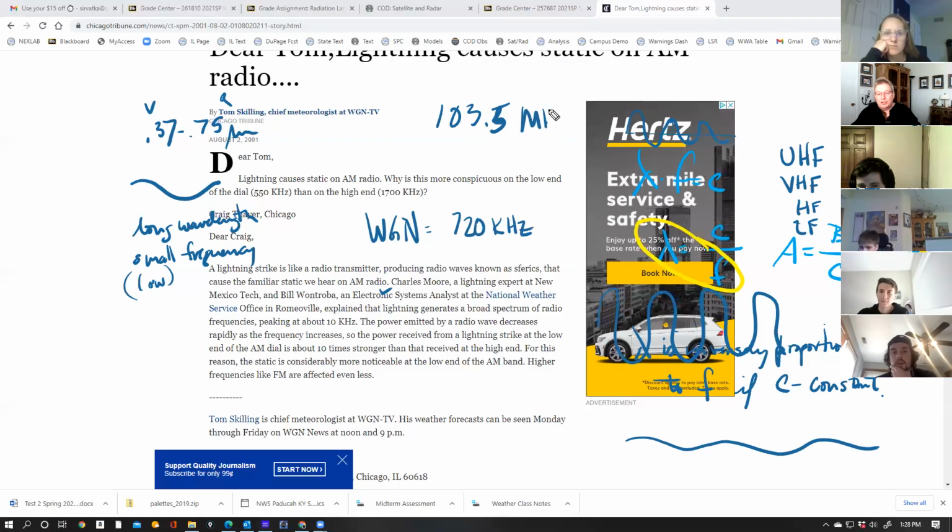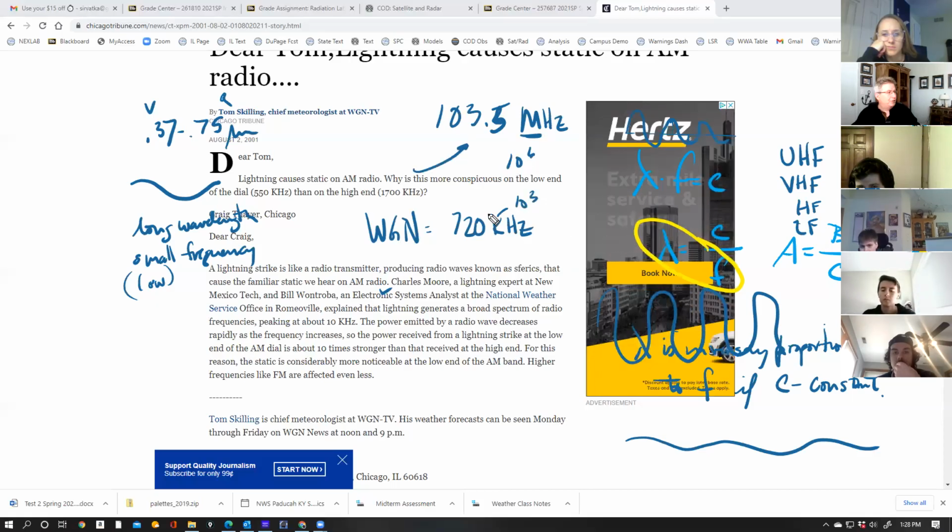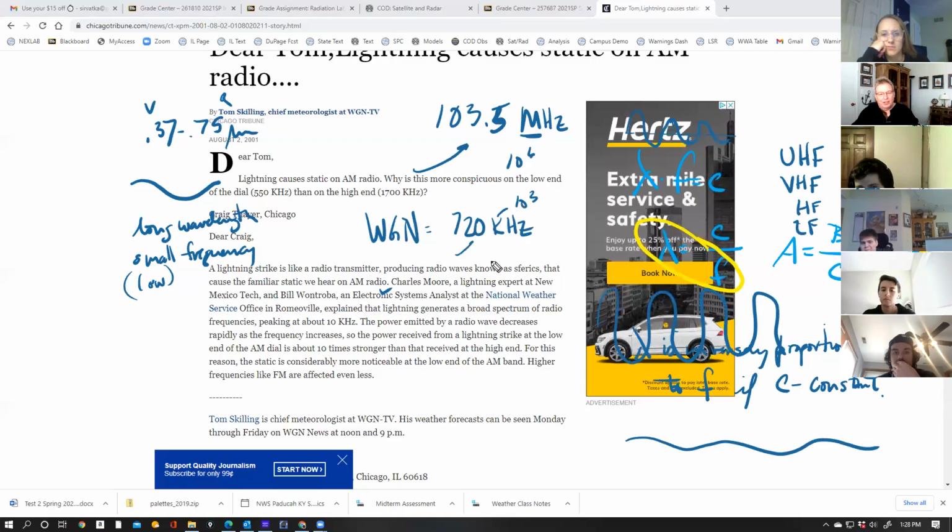But those are megahertz. So mega is 10 to the 6th, kilo is 10 to the 3rd. So these are way higher frequencies than this one is. And the lower the frequencies, the more they show up. So if I get AM radio, let's see. I'm going to see if I can do this. This would be cool.